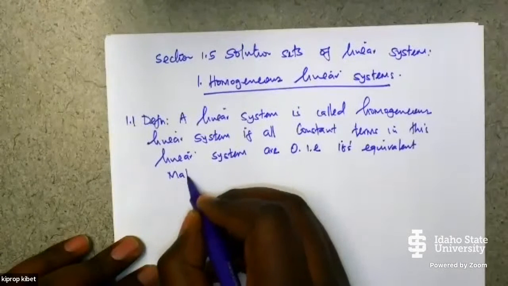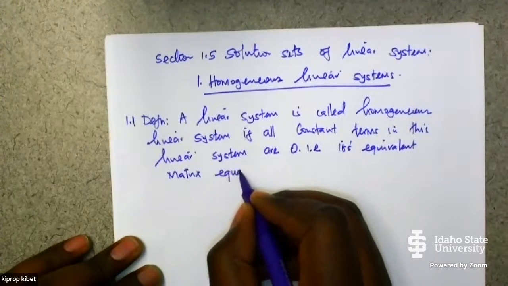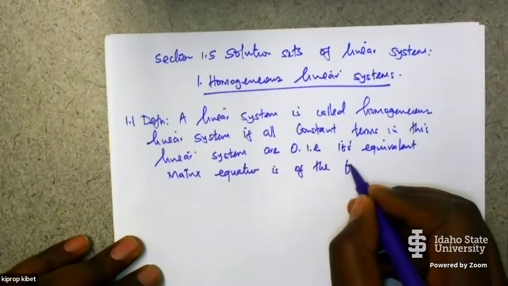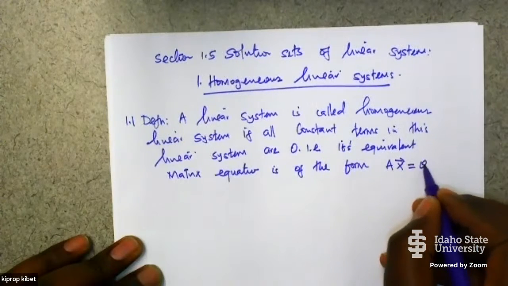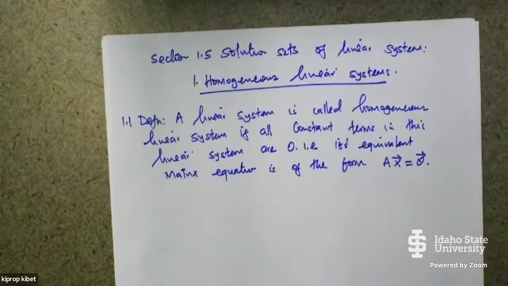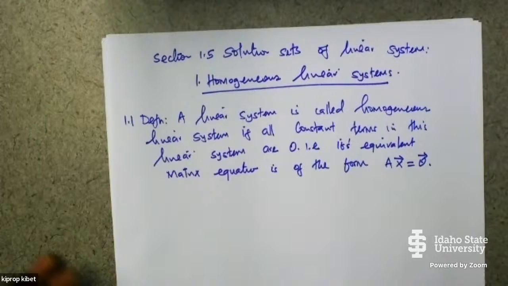i.e., its equivalent matrix equation is of the form AX equals 0. So the right-hand side, B, is equal to 0.